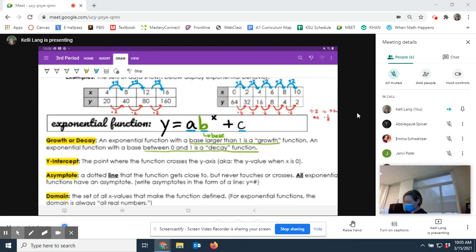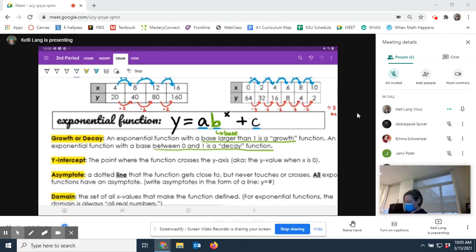The definition of a y-intercept, you already know this, is the point where the function crosses the y-axis. But here's the important part. It's the point where x is 0. It's the y value you get when the x value is 0. That's how you find your y-intercept. And we will use this in almost every problem we do this week.